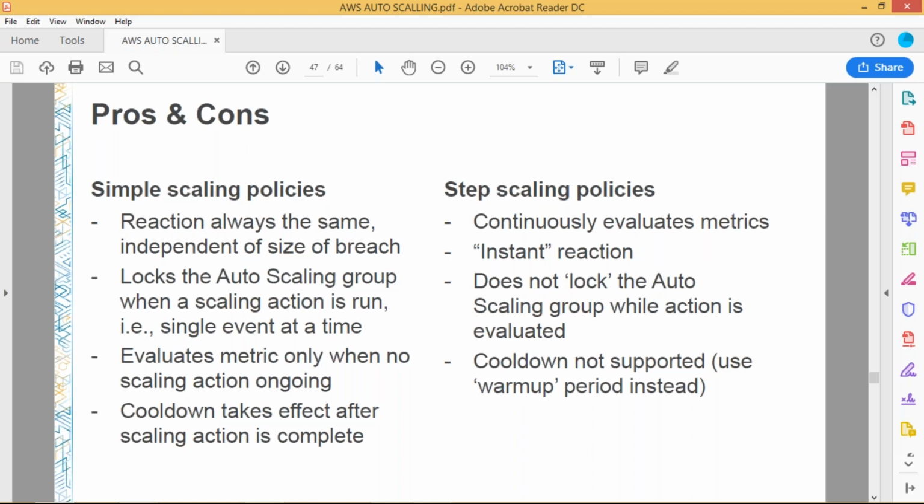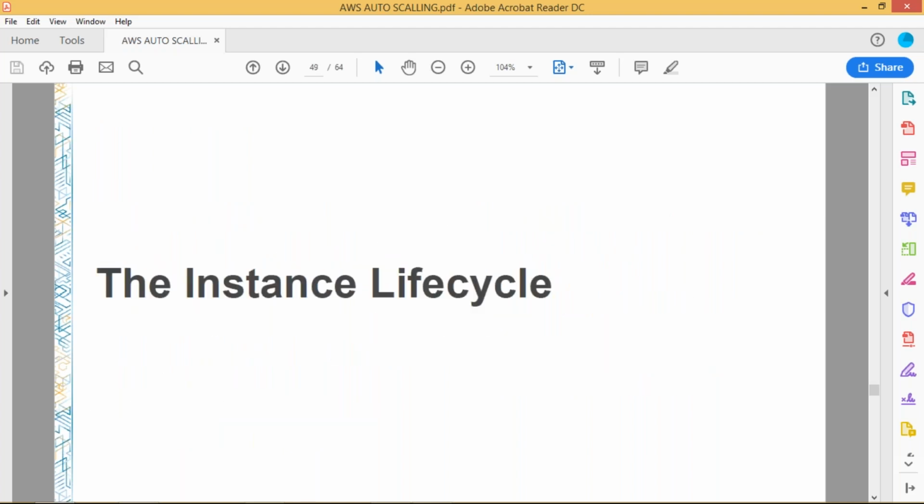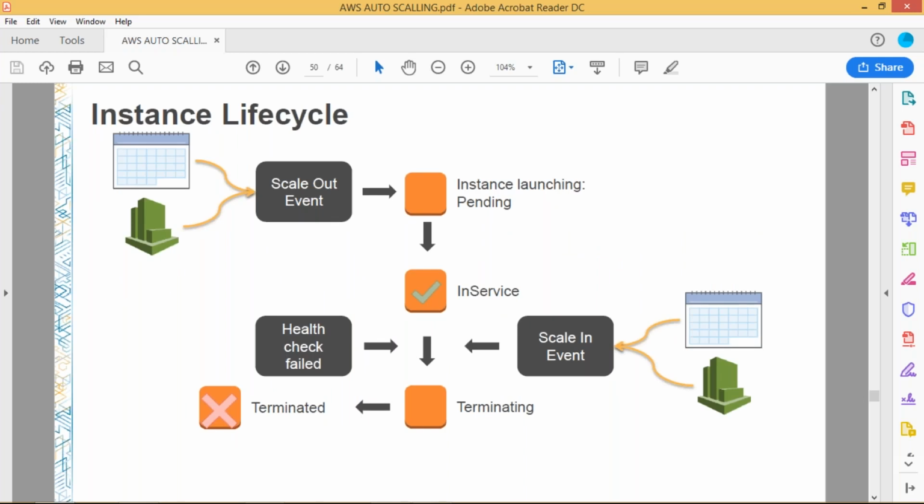Okay, so the auto scaling group basically increases the number of instances at the same time, and the load balancer provides load sharing to the different instances, and then it will be working smoothly at your end. So when in doubt, prefer step scaling policies. Now the instance lifecycles. We can see this is your CloudWatch, and this is the scale out of instances for launching, then in service working, health check failed, and scale in and termination or terminated policies. So as per the policies you're providing, you can modify things as per your instances, right?